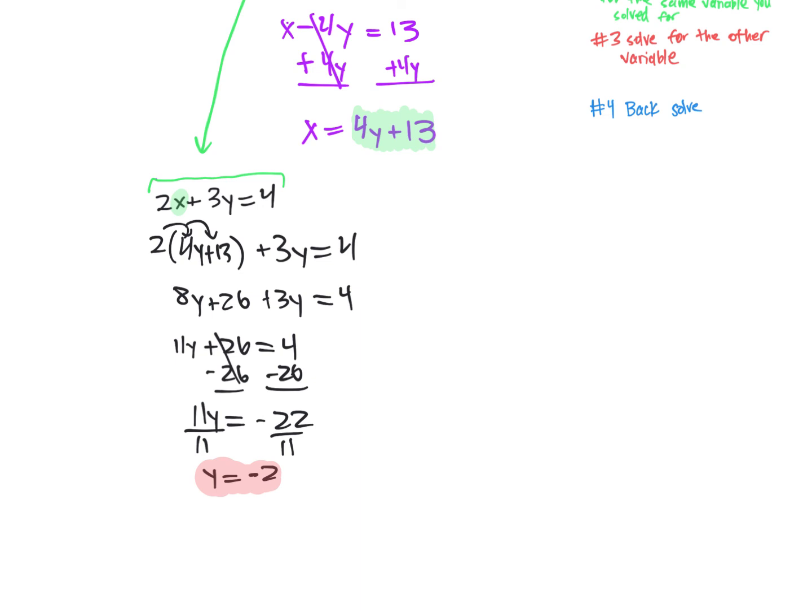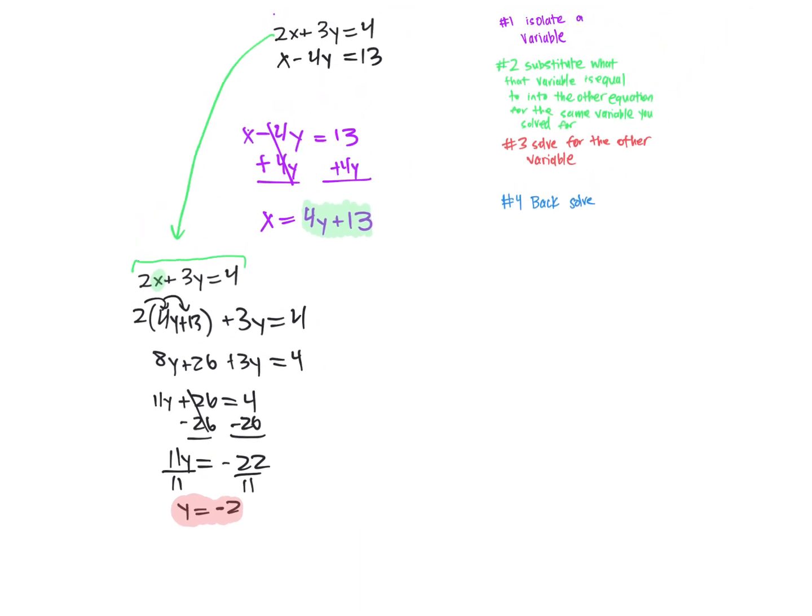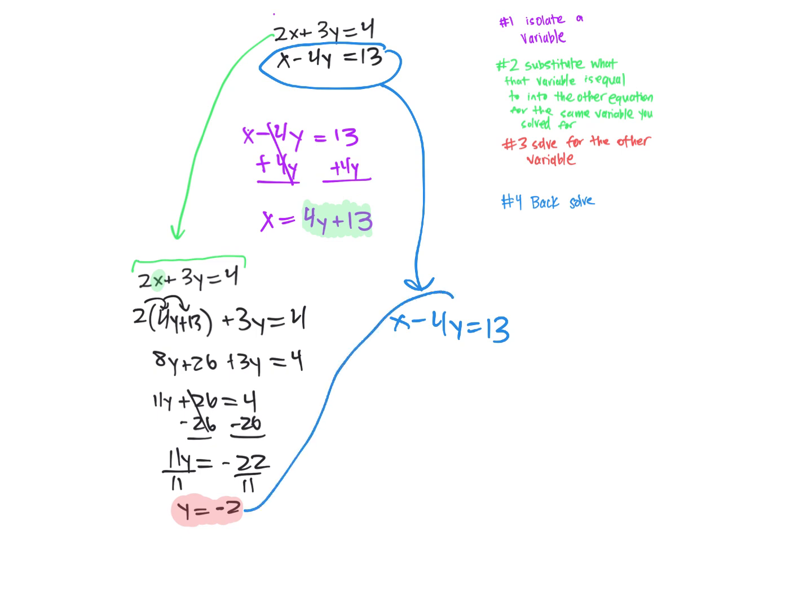We need to do that last step, which is back solving. So I'm going to take one of my original 2 equations here. I'm going to take this bottom one, x minus 4y is equal to 13. I'm going to rewrite. And then I know what y is. So instead of y, I'm going to substitute in a negative 2. So I have x minus 4 instead of y. I'm going to substitute in a negative 2.